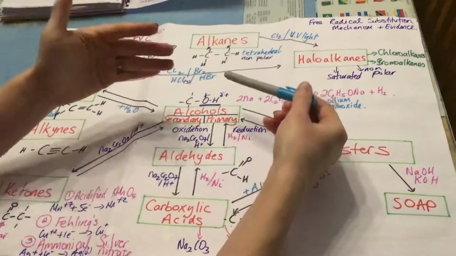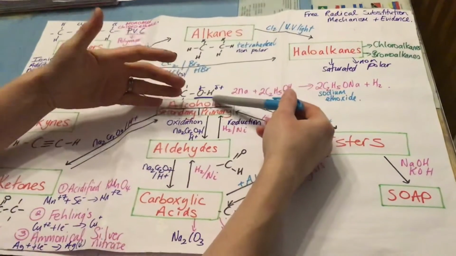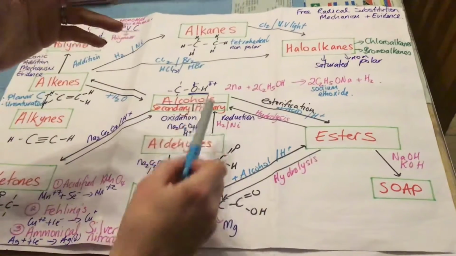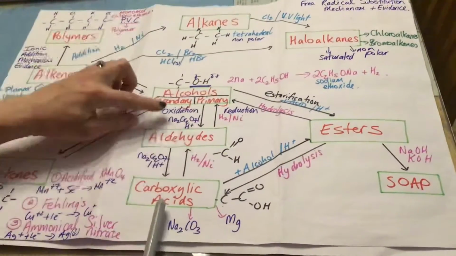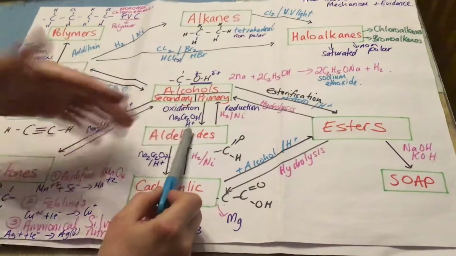Now, the other thing then is that the alcohols will undergo oxidation. So oxidation is what you're thinking of here. So oxidation of alcohol to aldehyde to carboxylic acid requires sodium dichromate and H+ ions from an acid.